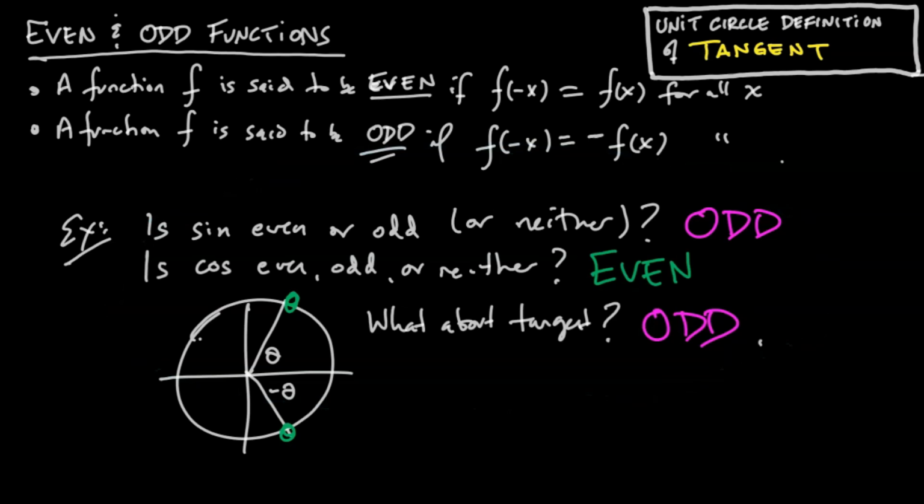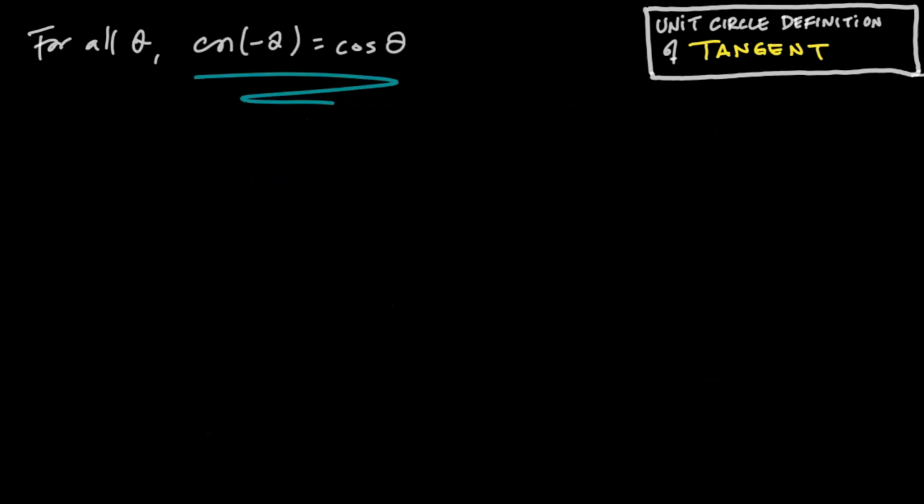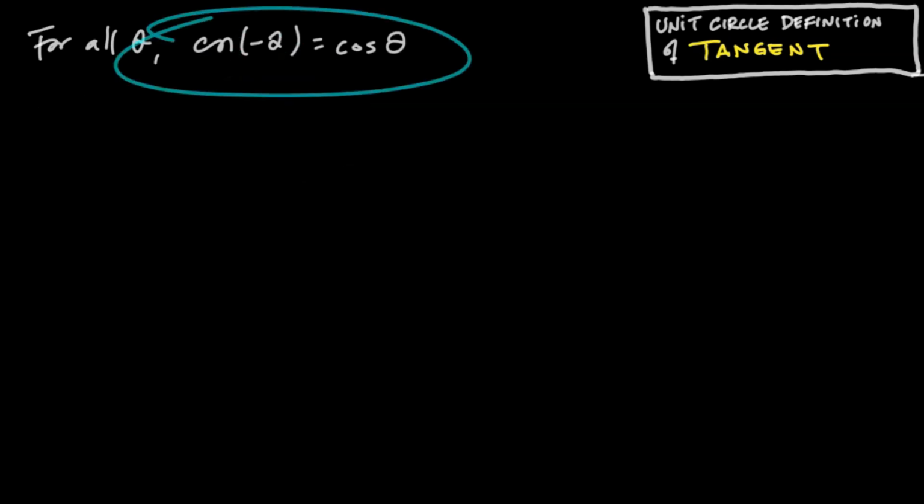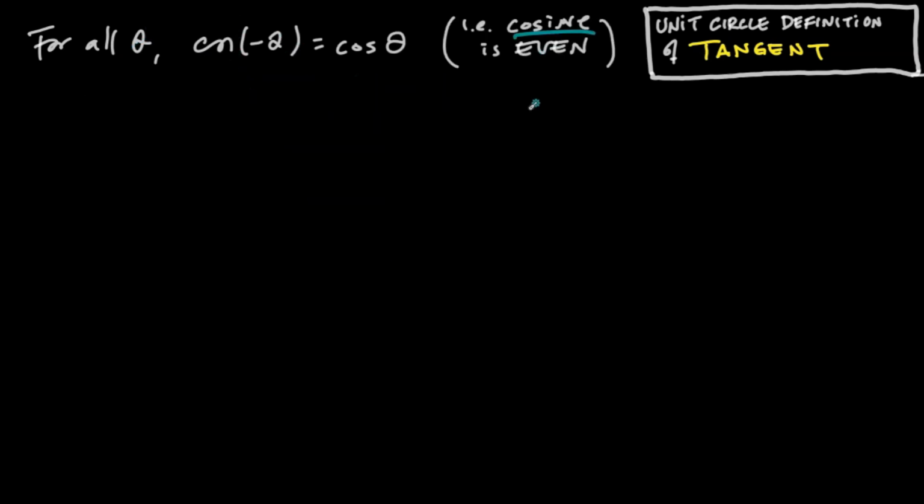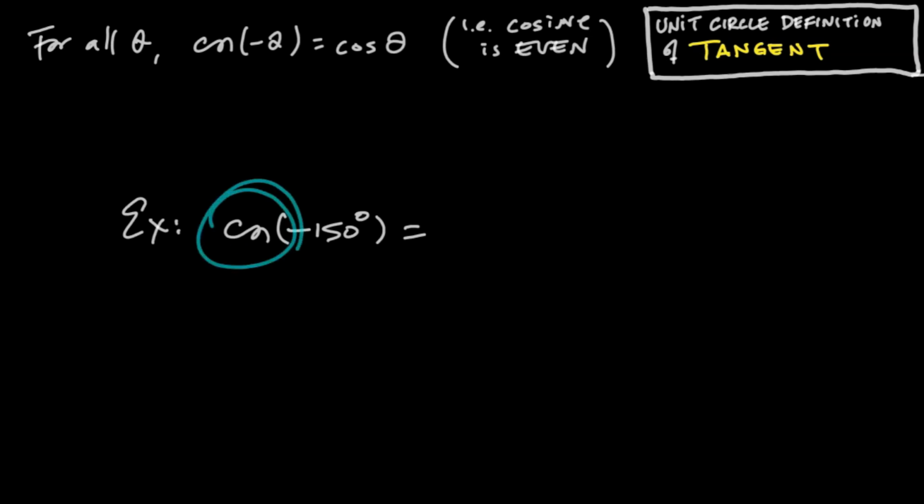And we can record them as follows. For all theta, cosine of minus theta is the same thing as cosine theta. Now, we don't memorize it in that form. We just remember that cosine is an even function. And this is useful to remember in many contexts. Even just writing down something like, oh, what's the cosine of minus 150 degrees? The first thing we might think is, well, cosine is an even function. That means it absorbs that negative. It might as well not be there.